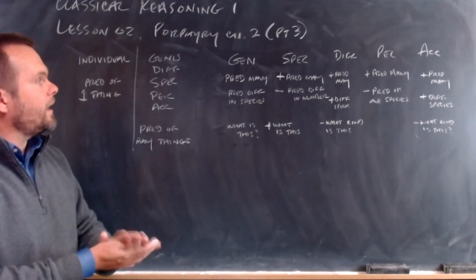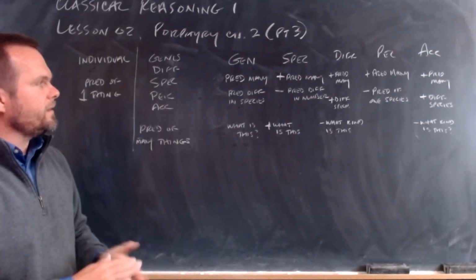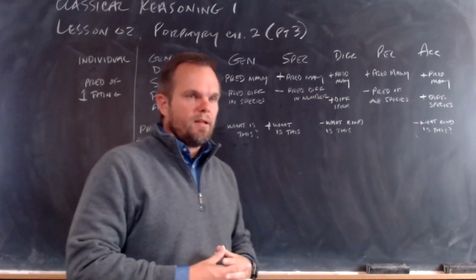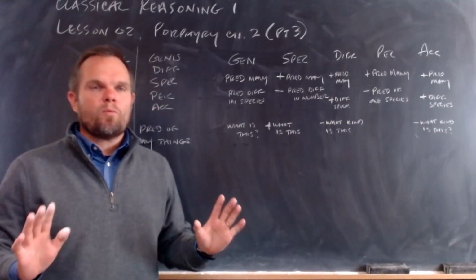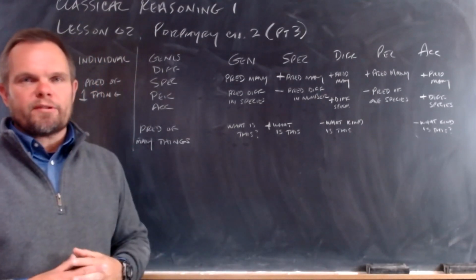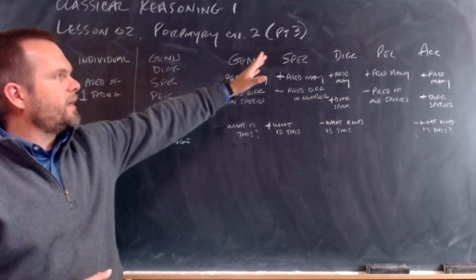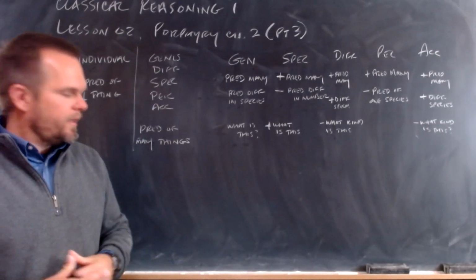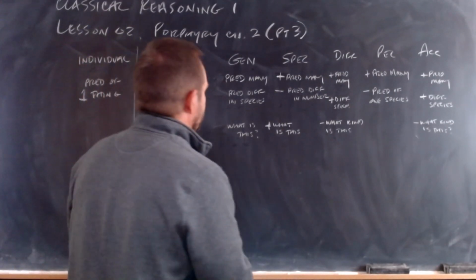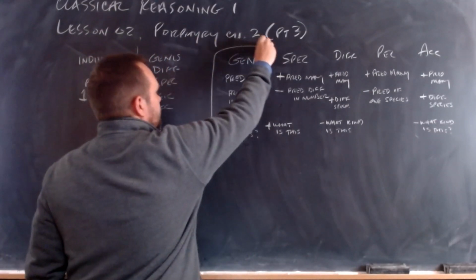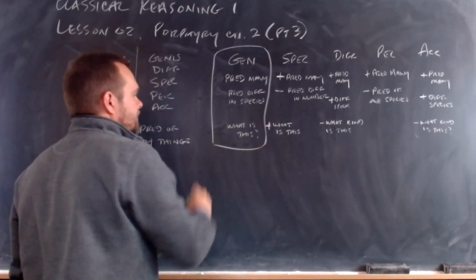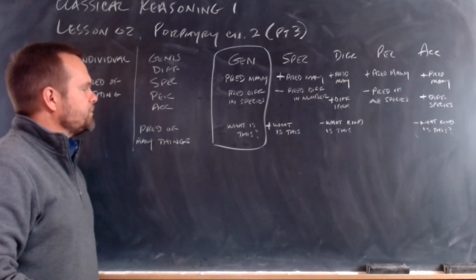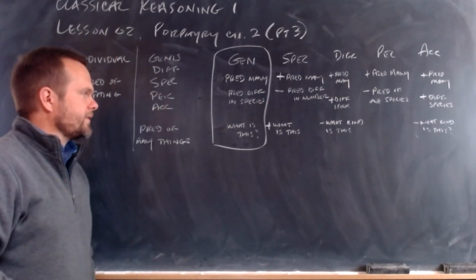Now, what's important here is not that you understand every detail of this. What's important right now is that you understand what Porphyry is doing. He's just showing us how each of these is similar and how each of these is different. If you were to take the definition of genus, which we learned, a genus is a thing which is predicated of many things differing in species, answering the question, what is this?